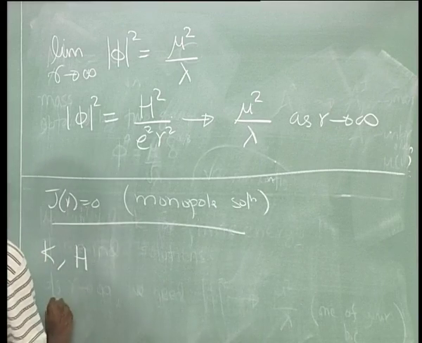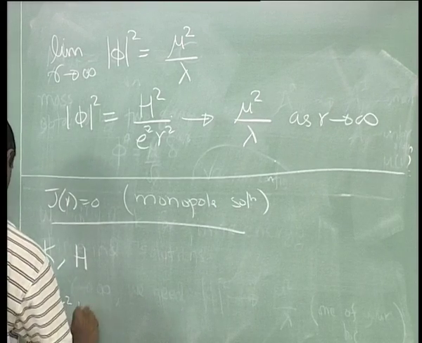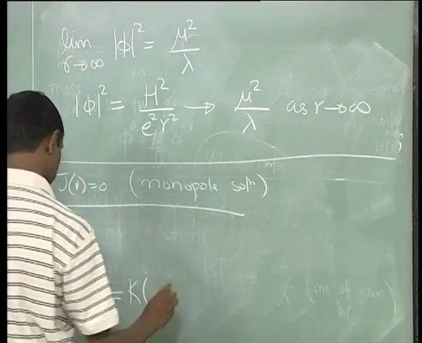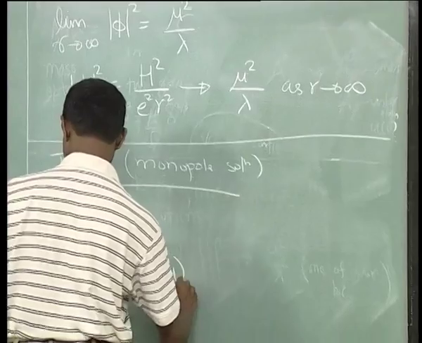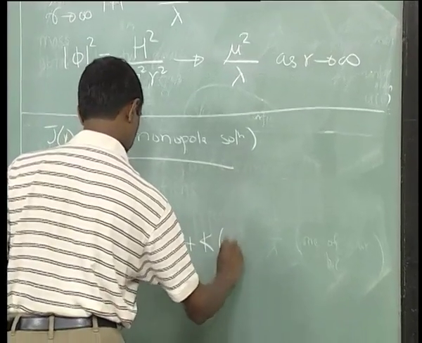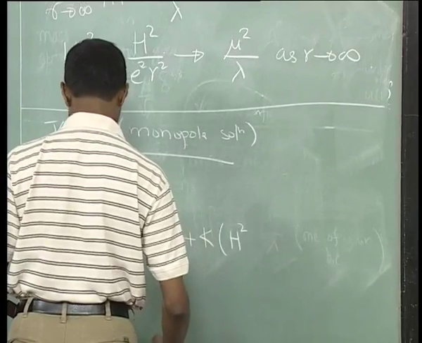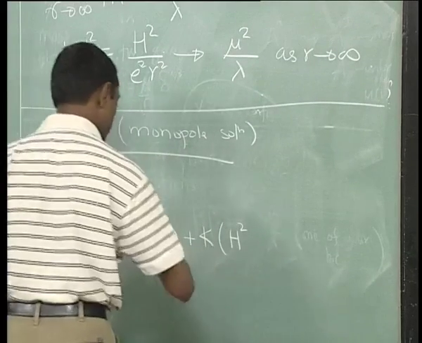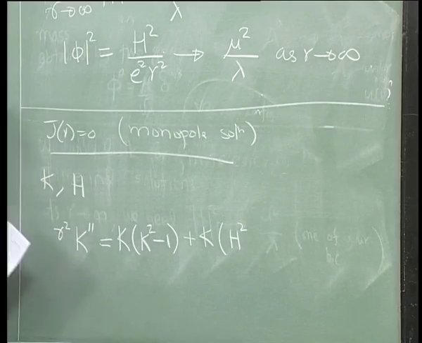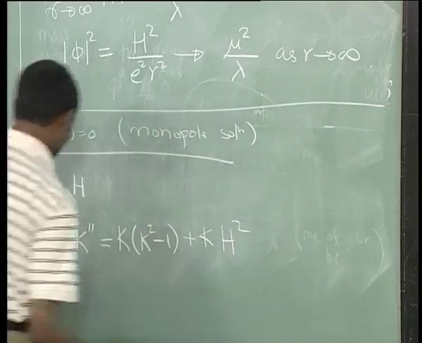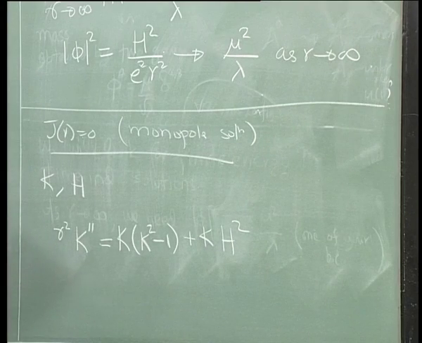So the equations become r squared K double prime. Now for a moment let me write the full... let's leave it, no I won't write it. Sometimes there is the temptation to say more than is necessary.